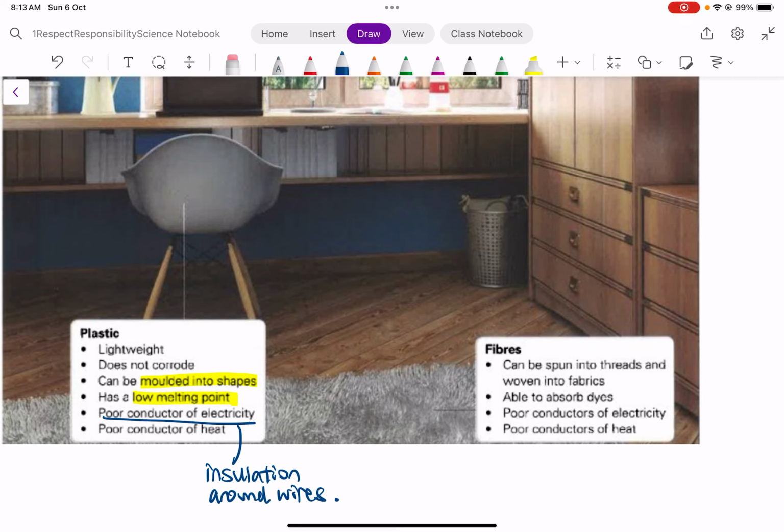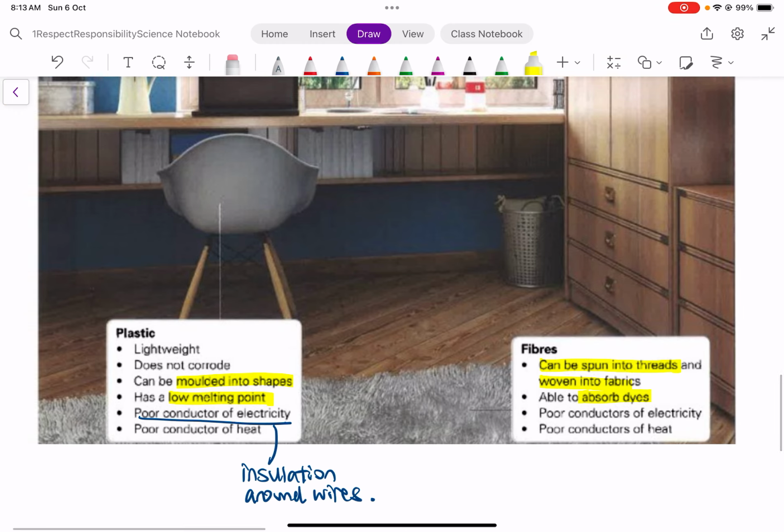Now, finally, we have fibers. Fibers are commonly used to make clothes. Why commonly used to make clothes? Because fibers can be spun into threads and woven into fabric. Alright, it can absorb the dyes, so it allows you to make clothes which are colored. And of course, fibers are poor conductors of electricity and heat as well.